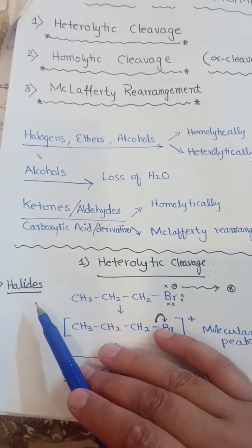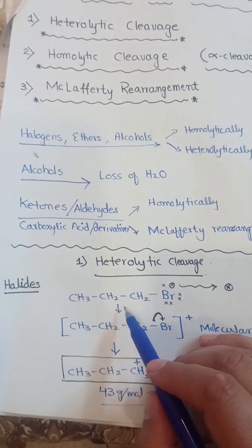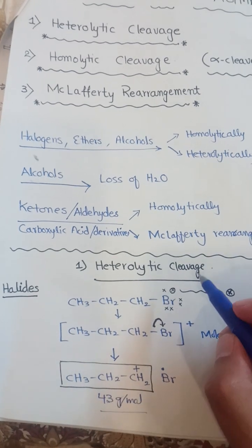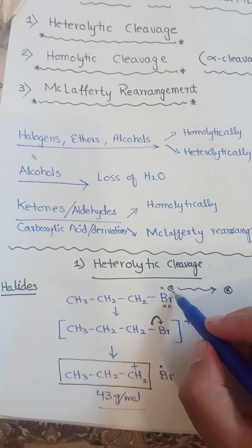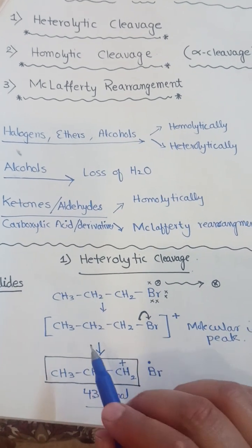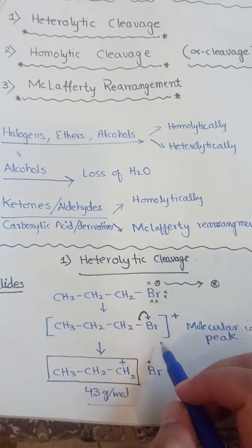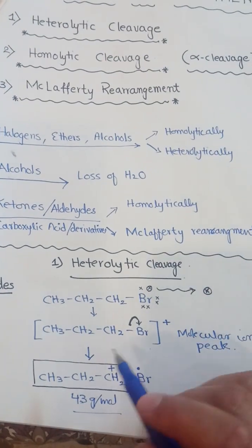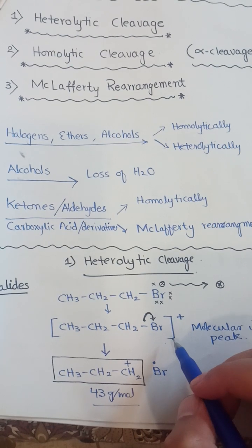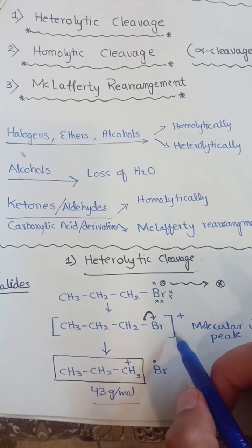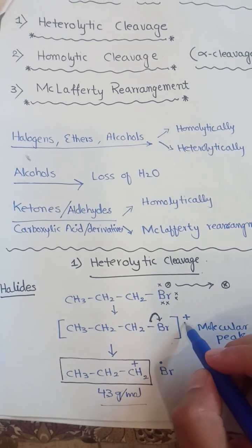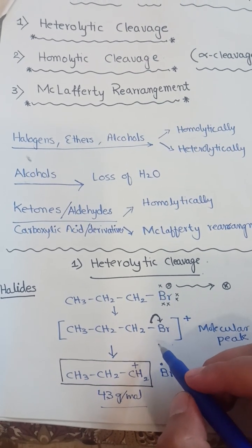In halides, if we look at the example of propyl bromide, when one electron is removed from the bromine atom, it will produce a molecular ion peak, and we discussed in our previous study what a molecular ion peak is. In the molecular ion peak there is only one electron less than our molecule or compound, so it gives a positive charge on the whole molecule.